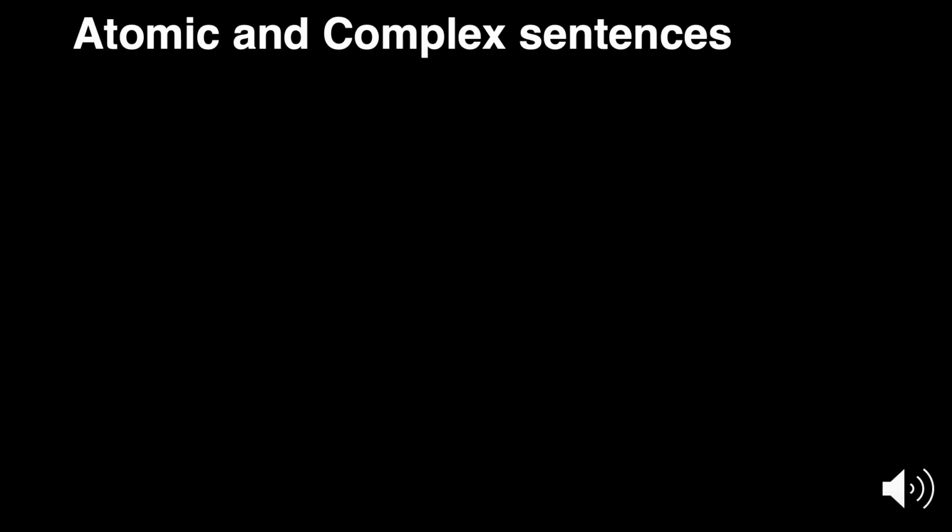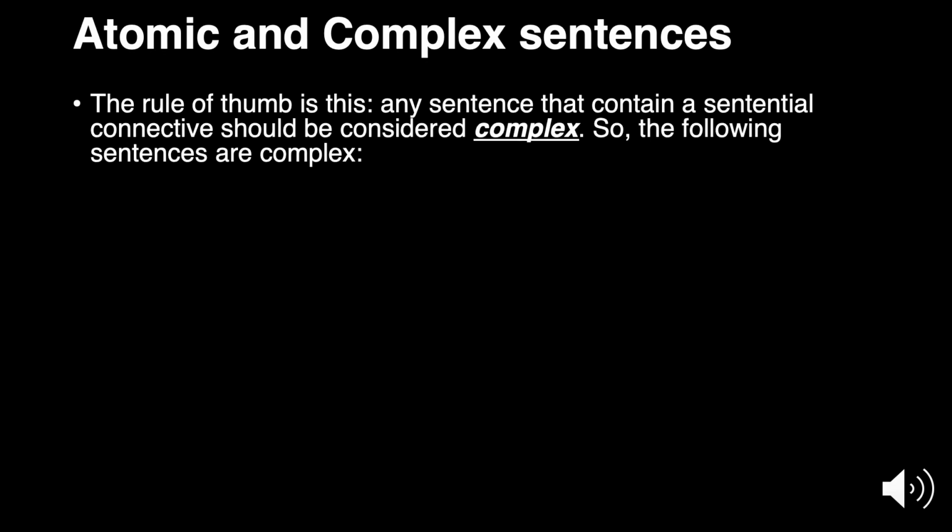Now, a lot of you asked how to distinguish atomic from complex sentences. Well, the rule of thumb is this: any sentence that contains a sentential connective should be considered complex. I say the rule of thumb because, of course, there are counterexamples. So, the following sentences are complex. "It's not raining." You can see a symbolization on the right. "It's raining or snowing." Okay, so you see a straightforward symbolization on the right.